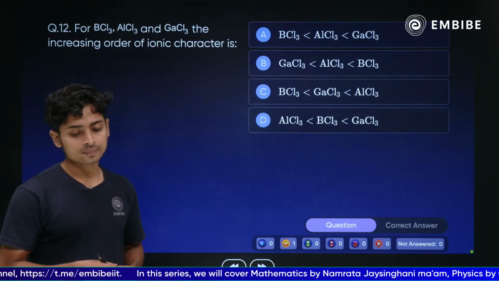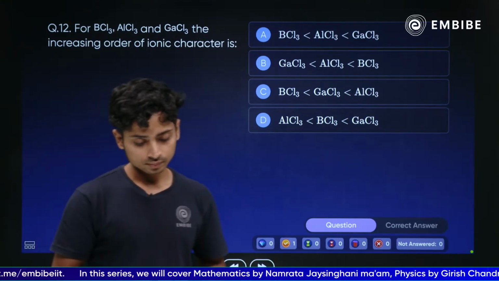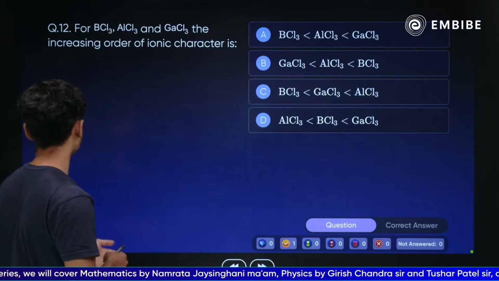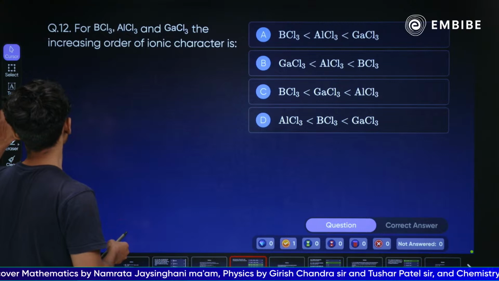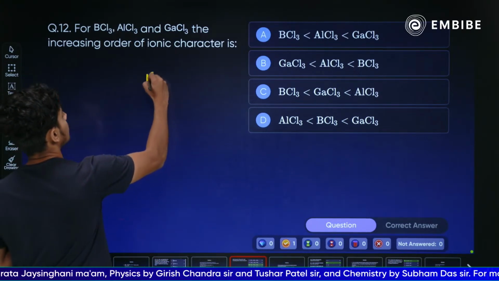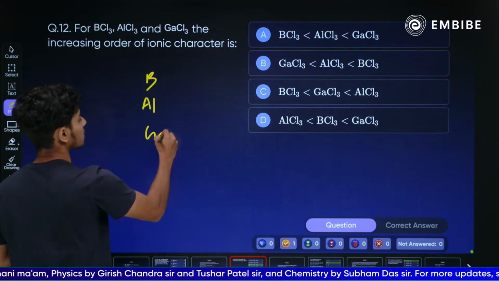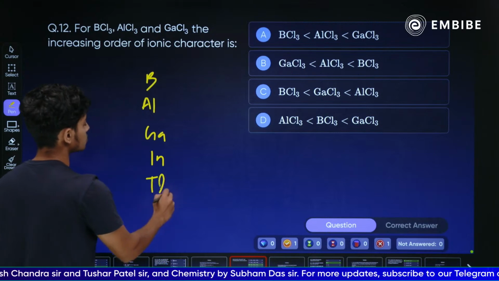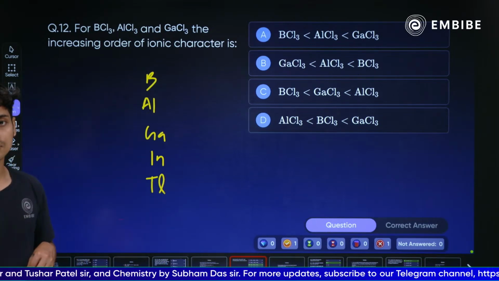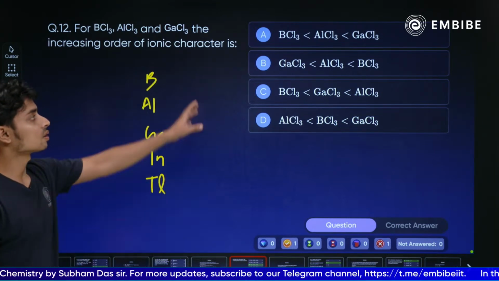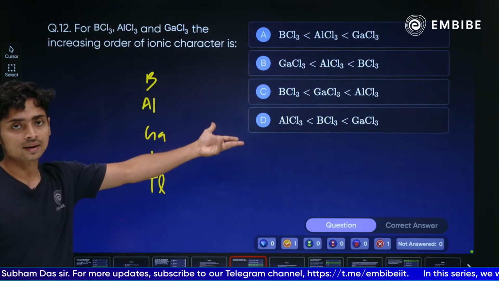Based on that, please try. All three belong to your group 13. Group 13 has elements boron, aluminium, gallium, indium and thallium. These are the elements of group 13. So ionic character of chlorides it is asking. They all are chlorides, they all have the chloride anion.